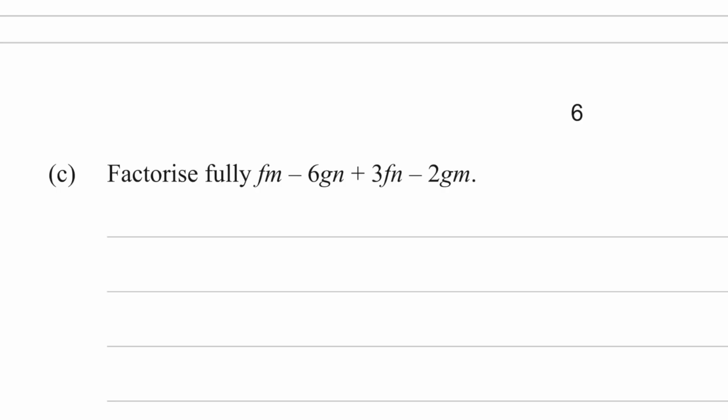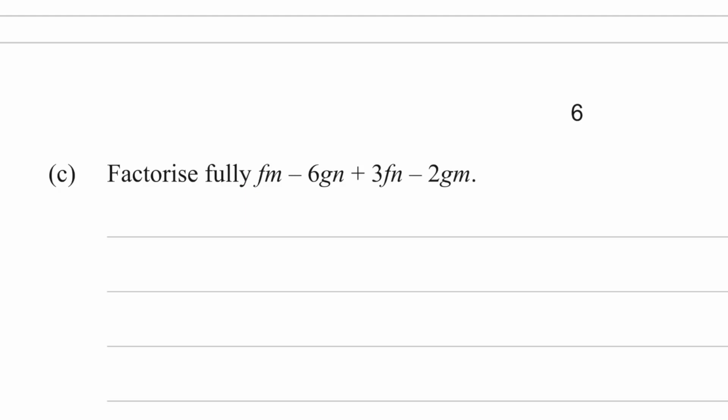Factorize fully. Yep, it is a lot of different variables here, right? It's not a standard quadratic. So in this case, we actually need to factorize twice. So notice it doesn't say just factorize, it says factorize fully. So that's a little hint for us that we might need to do what's called two-step factorization.